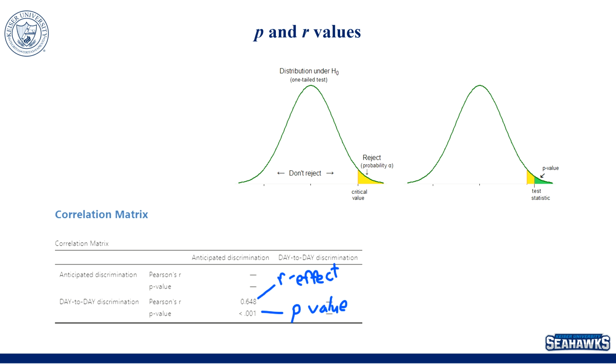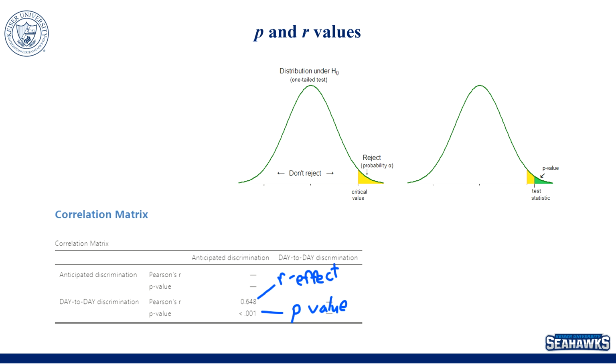Oftentimes for other types of research, let's say in a medical industry where maybe you're testing some sort of new medication, the p-value may be at 0.001. In that case there's a very slim chance that it's due to chance, so that whatever you're testing is actually what's contributing to changes in the variables that you're exploring.